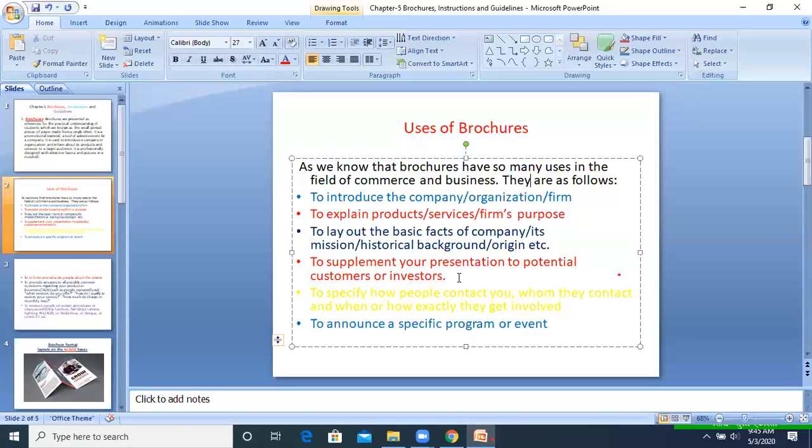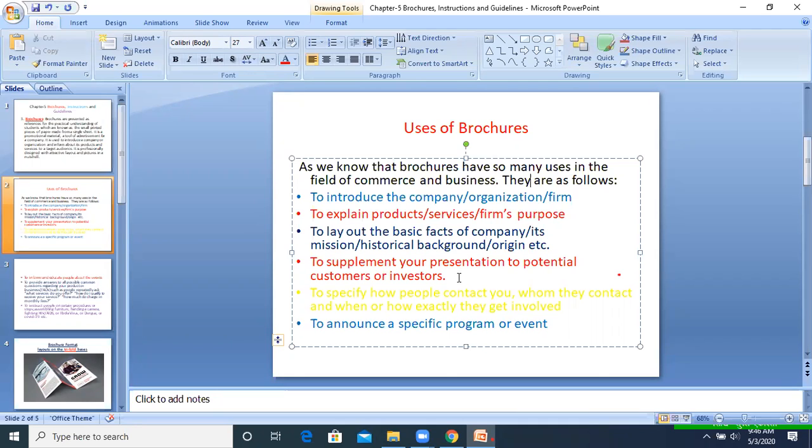And go to the next one, to specify how people contact you. How people contact you. What is the way of contacting you? People will know by looking at the brochure, and whom they contact in the company, and when or how exactly they get involved. All of these questions are raised here, and to answer these questions, we have to use the brochure.